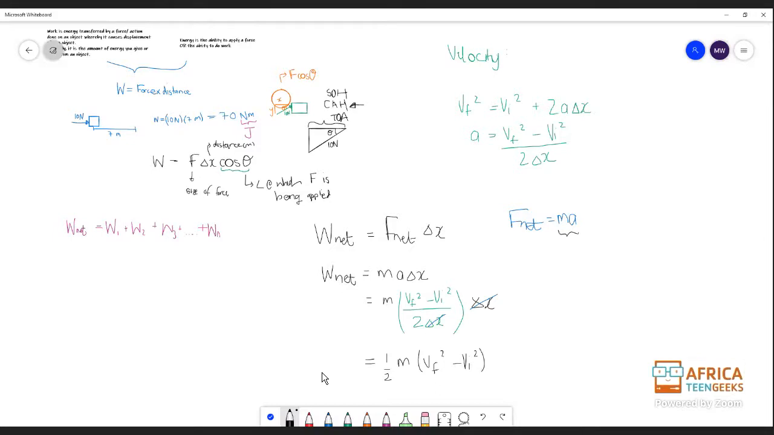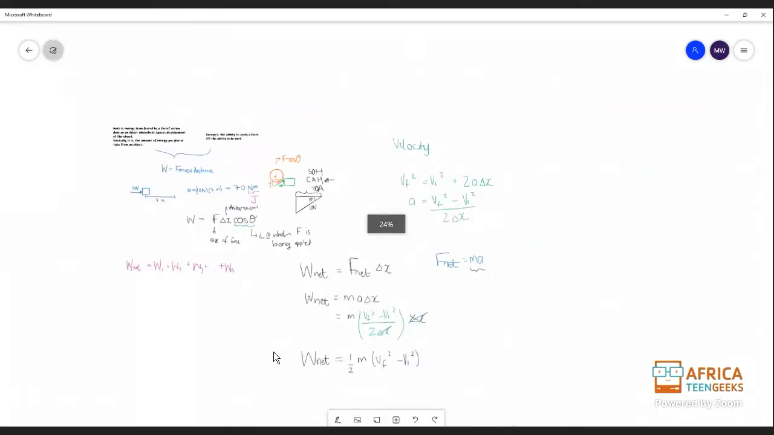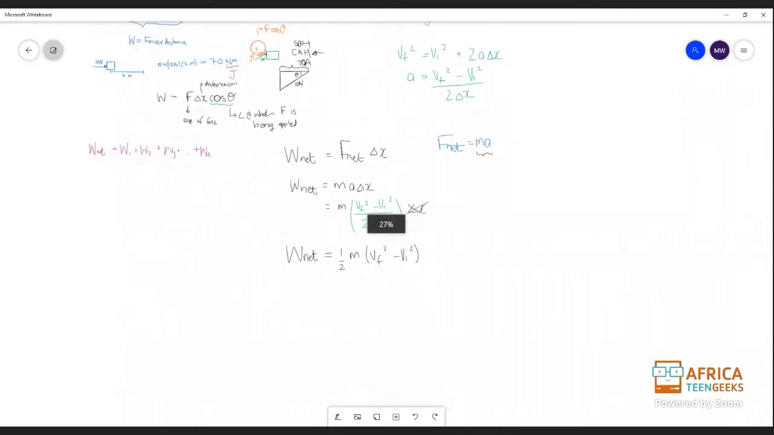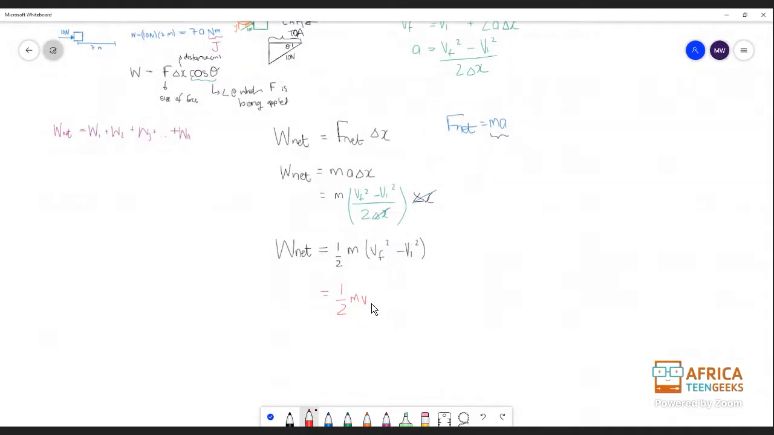And if you look at this formula, what does that actually represent? Does anyone have an idea? I will go and actually multiply out my brackets. Maybe that rings a bit of a bell. So this can become half mass times Vf squared minus half mass times Vi squared. Any ideas what that looks like?